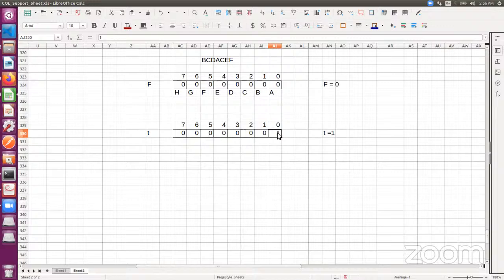Which means 1 should go to the first position. Currently it is at the 0th position, and I should move it to the first position. So what should I do? Left shift, very good. How many times should I left shift? 1 time. If it was D, how many times should I left shift? 3 times. So based on the character, we're going to left shift that many times. Now the question is how to calculate how many times I should shift.